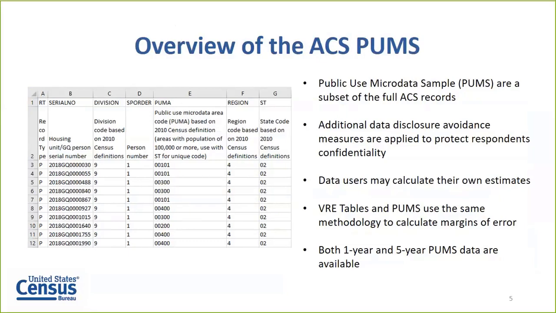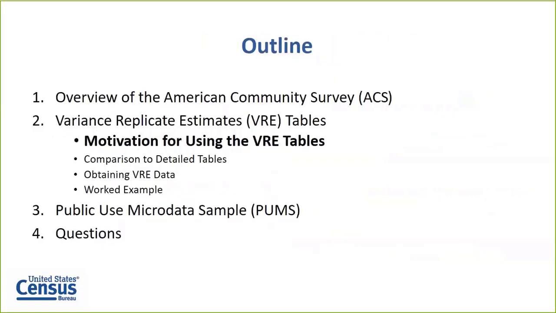Finally, the Census Bureau publishes Public Use Microdata Sample, or PUMS files. These files allow data users to calculate estimates and margins of error for characteristics which are not published in an ACS Detailed Table or any other data product. The PUMS files are microdata representing a sample of the full ACS records. The method used to calculate margins of error for the VRE tables may also be used with estimates calculated using the PUMS data, which is why there is a worked example using the PUMS file in today's webinar. I will now turn the webinar over to Mr. Sirius Fuller to discuss Variance Replicate Estimates tables.